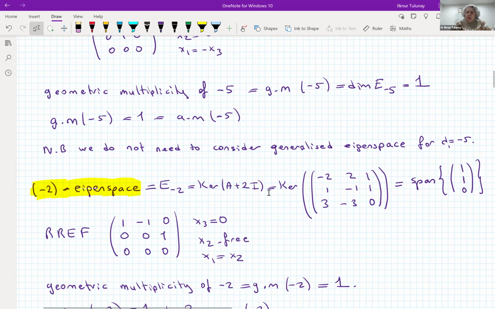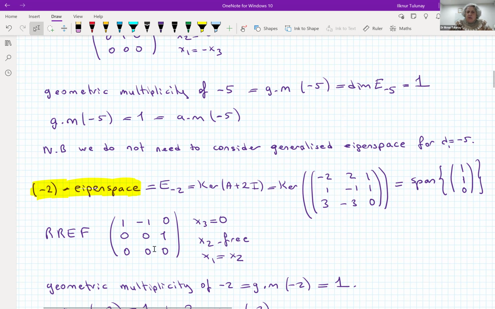What is the solution? This is the kernel space, right? The kernel space means that this times the x vector is equal to 0. So the last row is 0, 0, 0 equals 0, which means that x2 is free, because the leading coefficient of x2 is 0. This is the coefficient of x3, the leading coefficient is in the place of x3. So x2 is free because the leading coefficient of x2 is 0.